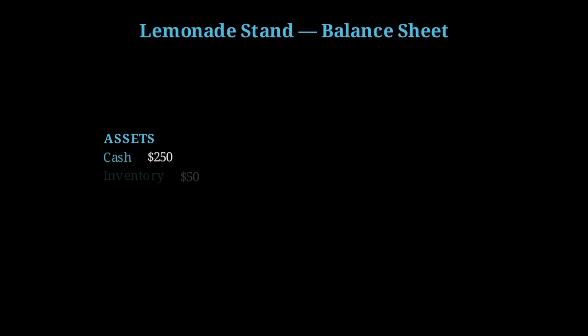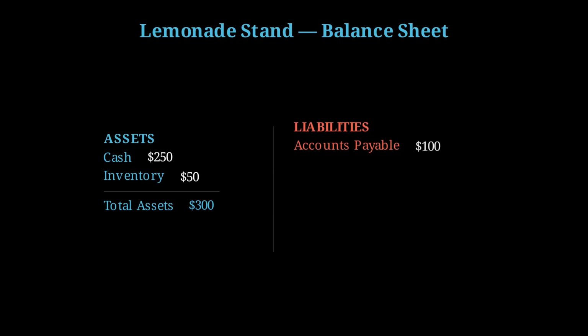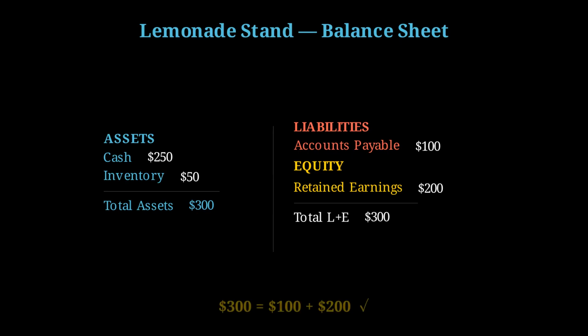At the end of the month, what do you own and owe? You have $250 in cash. You have $50 of inventory, lemons and sugar, left over. Total assets are $300. You owe $100 to your supplier. You bought supplies on credit and have not paid yet. Liabilities are $100. Equity is assets minus liabilities. 300 minus 100 equals $200. This is your retained earnings, the profit you made this month.